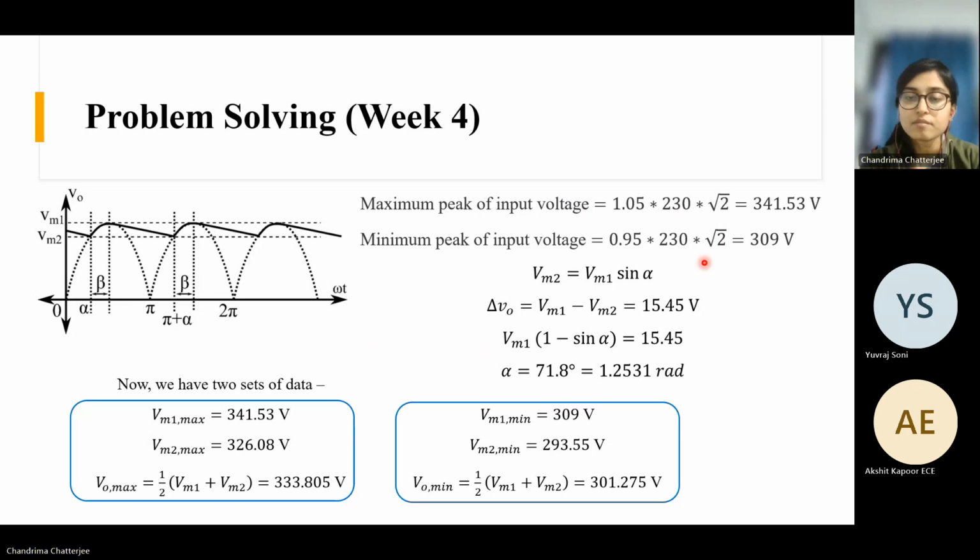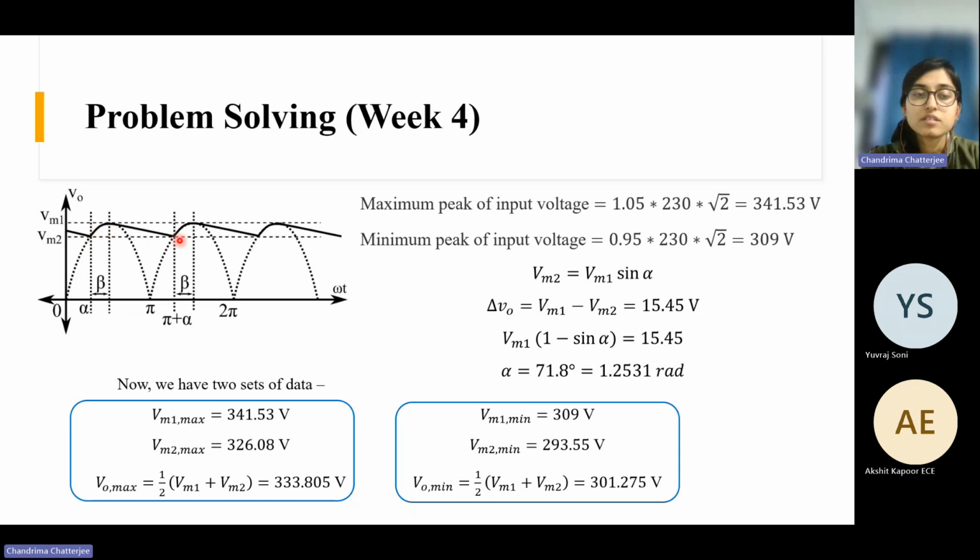And there are certain angles in this diagram. This is the angle alpha from which the charging of the capacitor starts, and the duration is beta. In this portion the capacitor gets charged, and after this, when the value has already reached the peak, from this point onwards the capacitor will discharge. That we already discussed last day.